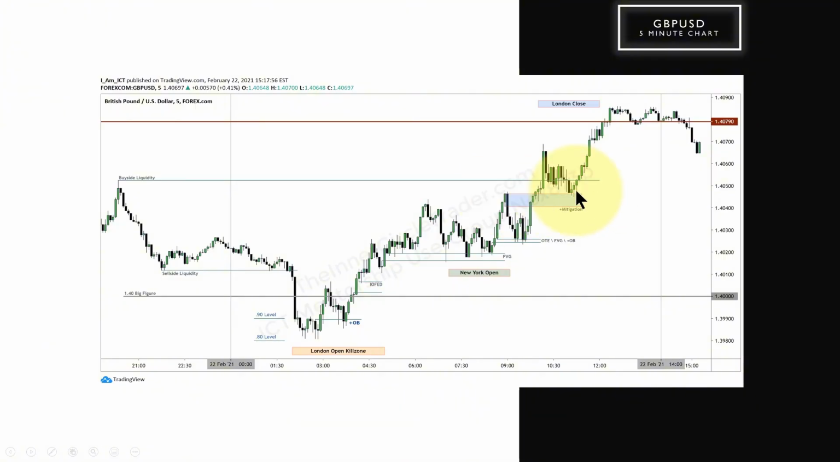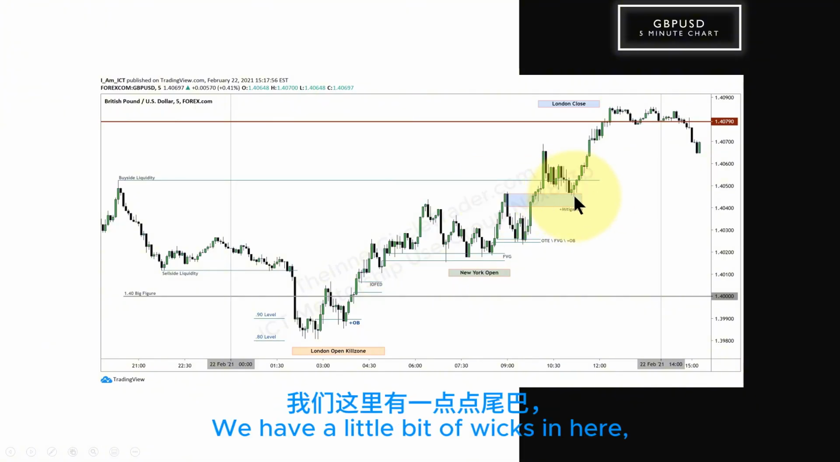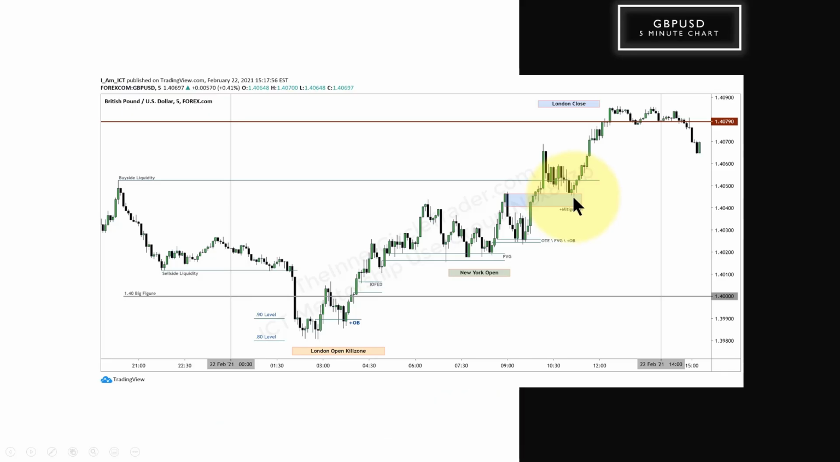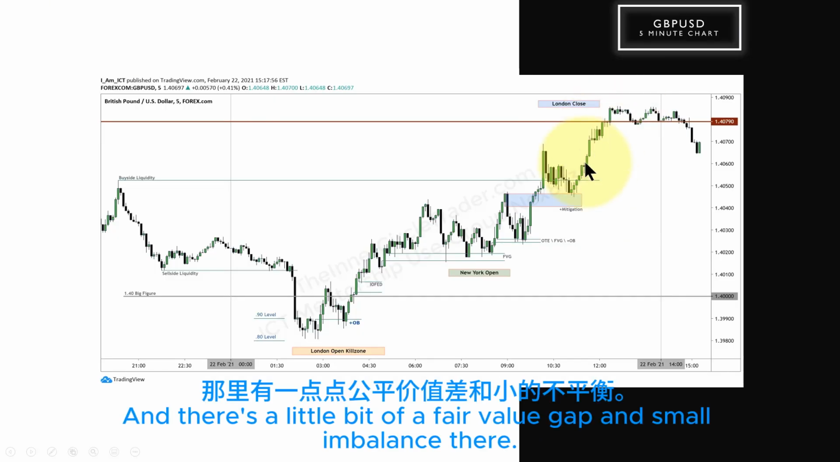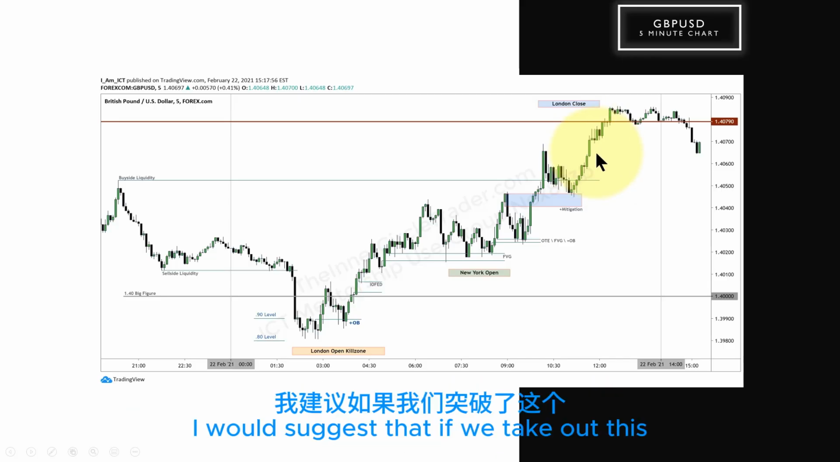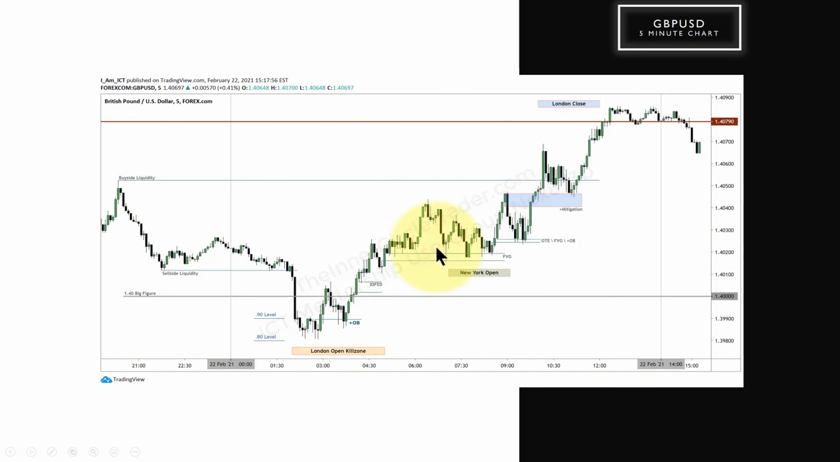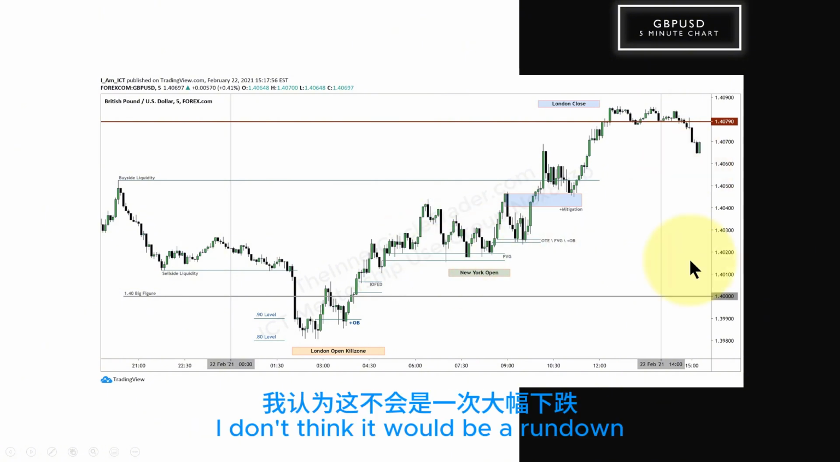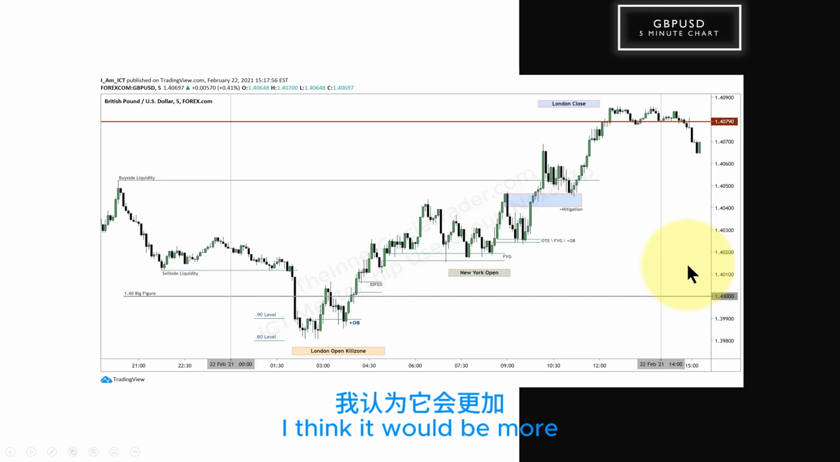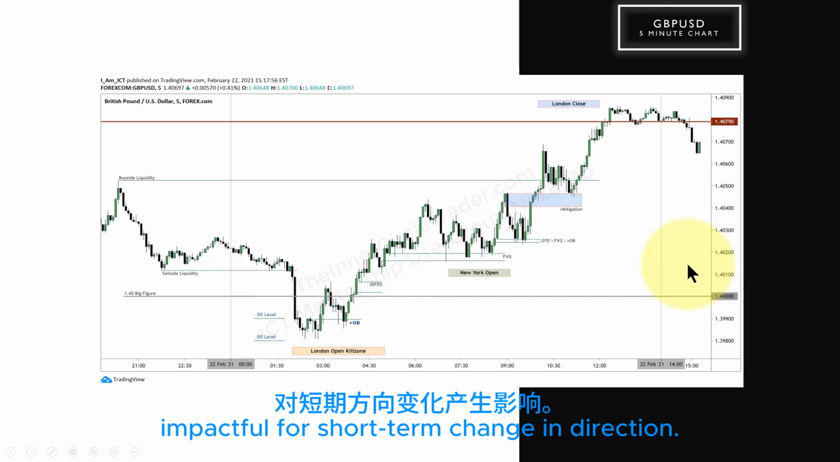Extending out in time. Look how the bodies respect that. Yes, we have a little bit of wicks in here, or tails, and then it rallies up and reaches into the 140.80 level. And there's a little bit of a fair value gap and small imbalance there. I would suggest that if we take out this area here, I don't think it would be a rundown for liquidity. I think it would be more impactful for short-term change in direction.